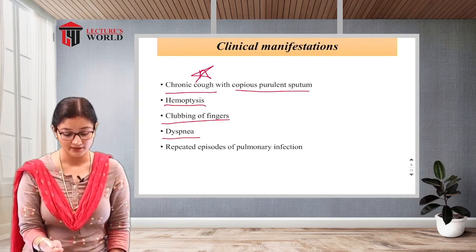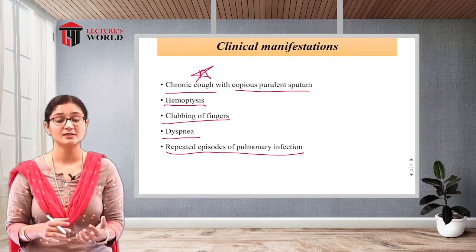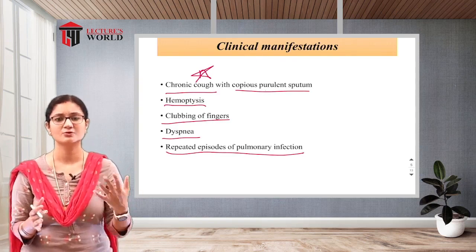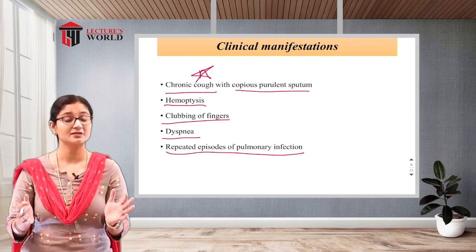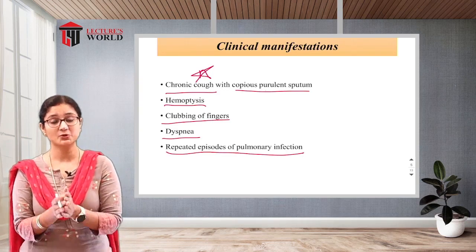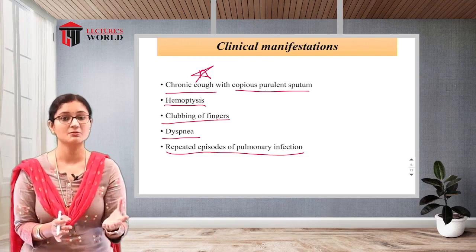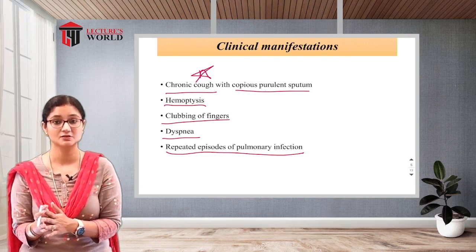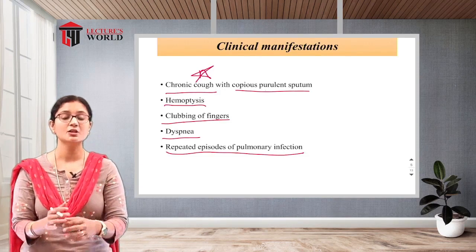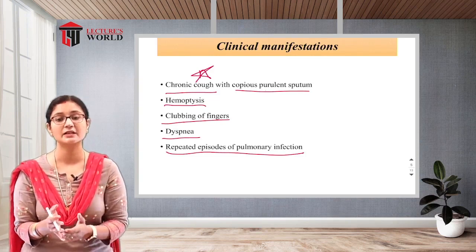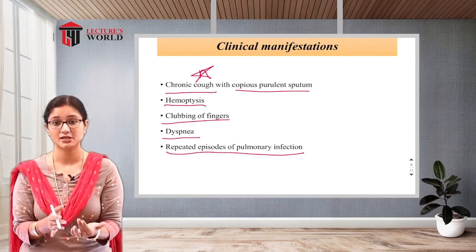Dyspnea, the shortness of breath, can be there. Repeated episodes of pulmonary infection. When you ask him, he may say, I have such cough, cold, and sputum production. I have it, but he is not able to understand that this is not just a normal problem. He has to get treated for this bronchiectasis. Okay, so this is the clinical picture you will be seeing. Common clinical manifestations: cough will be there, shortness of breath can be there, and sputum production is there, right?